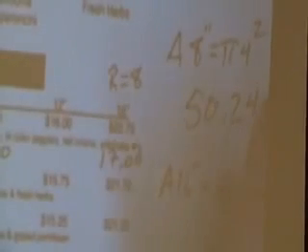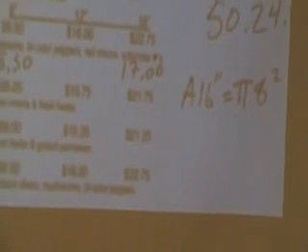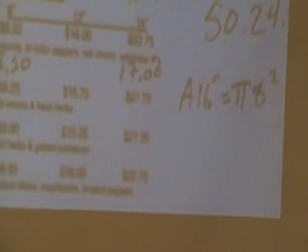So the area of a 16-inch pizza is pi times 8 squared. Let's see what this does to the area. 200.96 inches of pizza. Holy smoke! If I divide that by 50.24, what I end up getting is that the 16-inch pizza is not twice as much pizza, but it is 4 times more pizza.